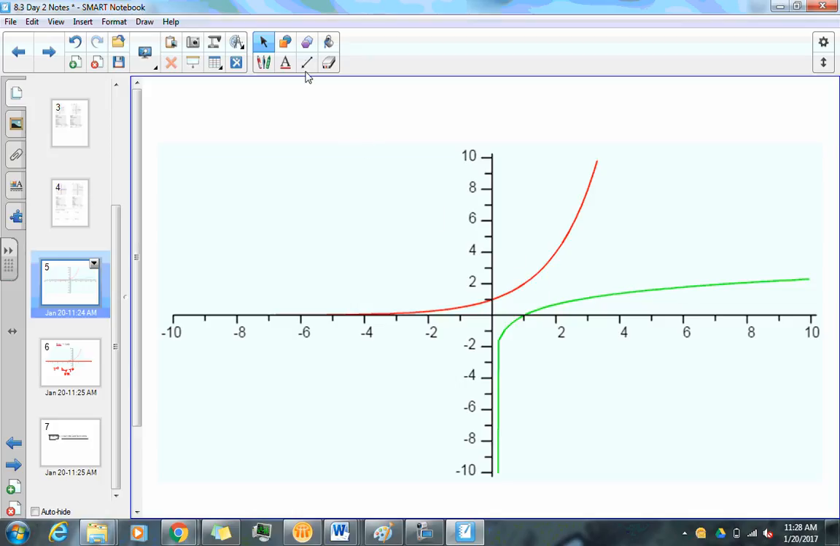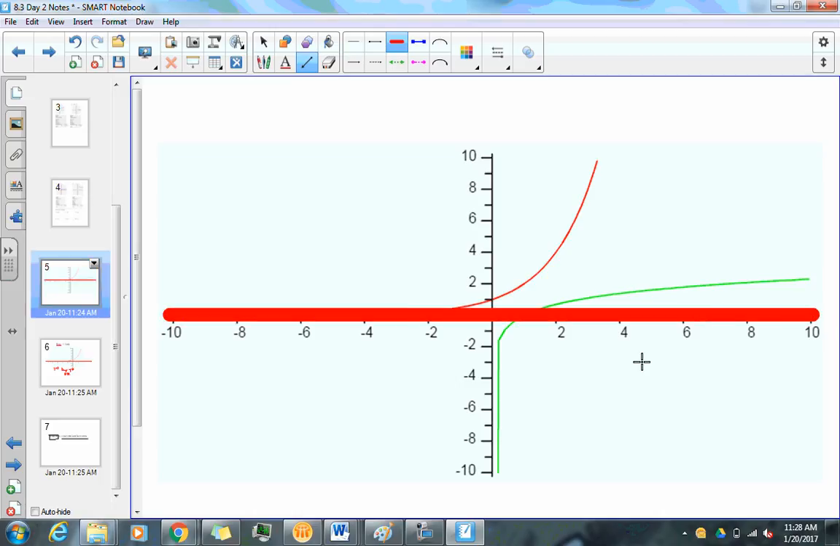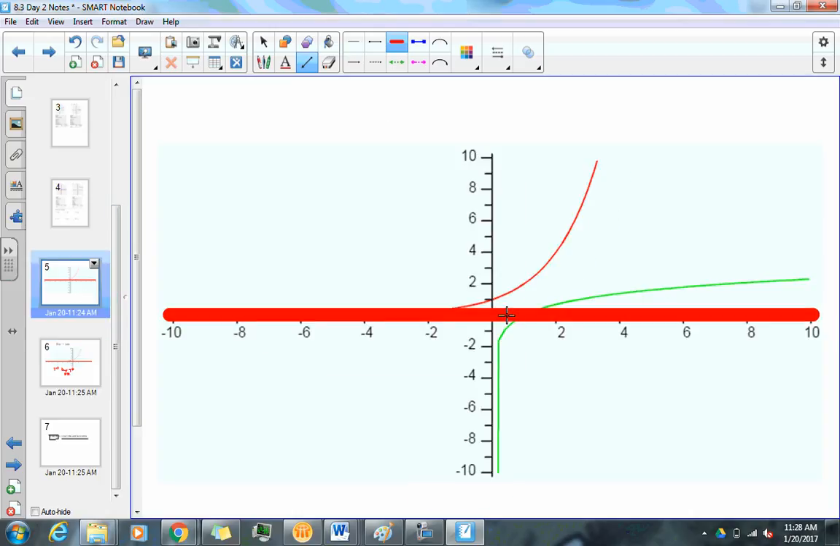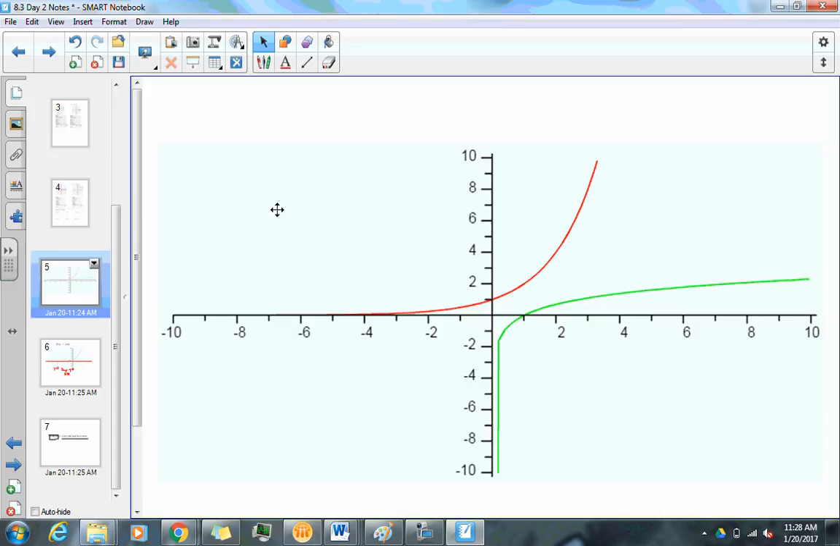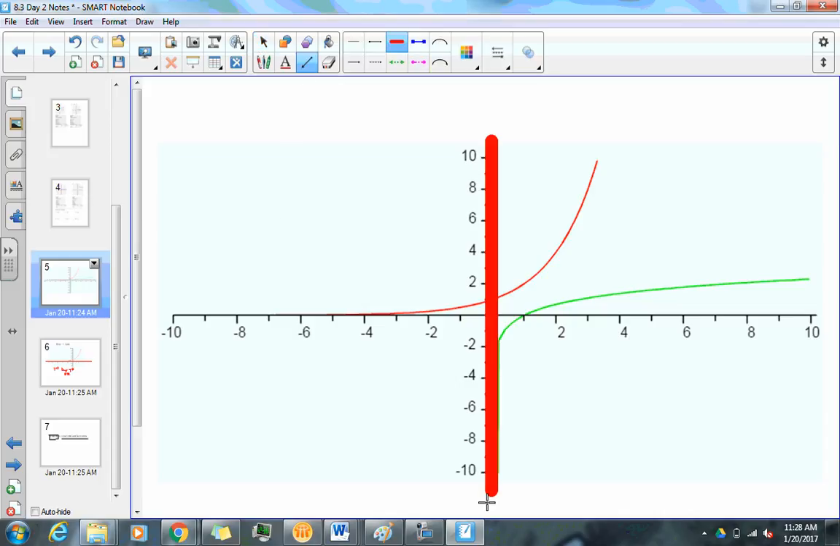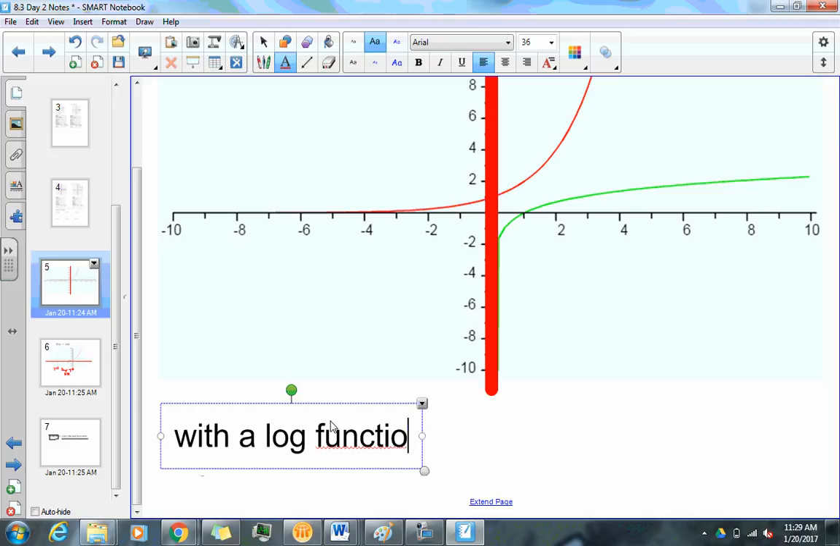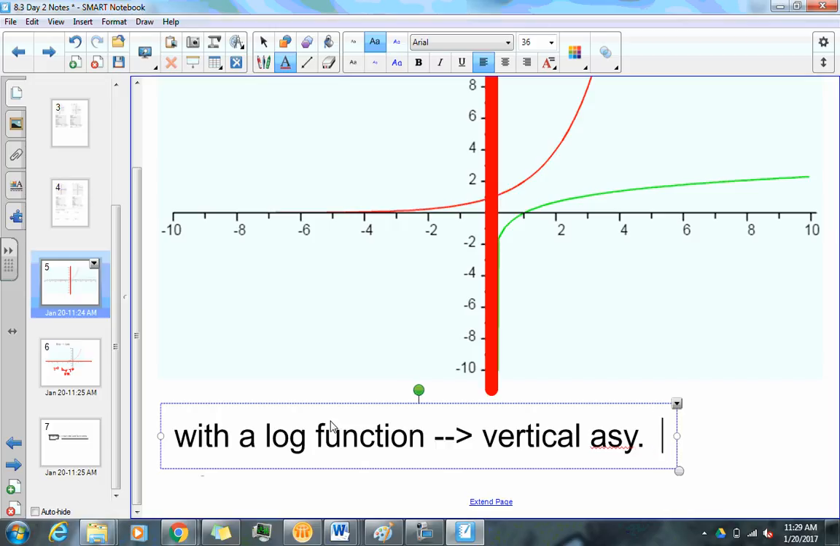A couple things to note: with an exponential function, my asymptote is running horizontally. But remember that the inverse of an exponential is a log, and remember, with inverses everything gets switched. So if you had a horizontal asymptote for an exponential equation, then the log is going to have a vertical asymptote. So with a log function, what you have is a vertical asymptote. In this case, it's going to be x is equal to 0, unless there's a transformation.